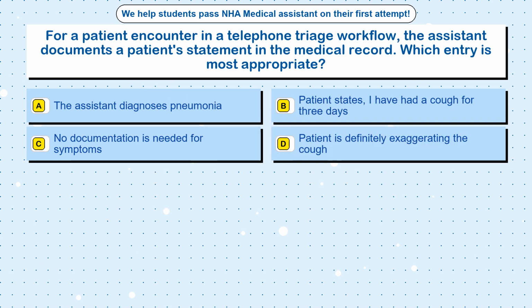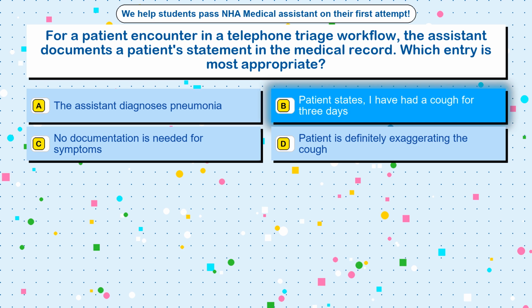Question 22. For a patient encounter in a telephone triage workflow, the assistant documents a patient's statement in the medical record. Which entry is most appropriate? Option A. The assistant diagnoses pneumonia. Option B. Patient states, "I have had a cough for 3 days." Option C. No documentation is needed for symptoms. Option D. Patient is definitely exaggerating the cough. The correct answer is option B. Patient states, "I have had a cough for 3 days."